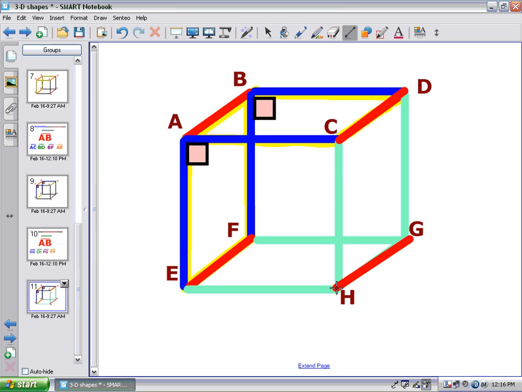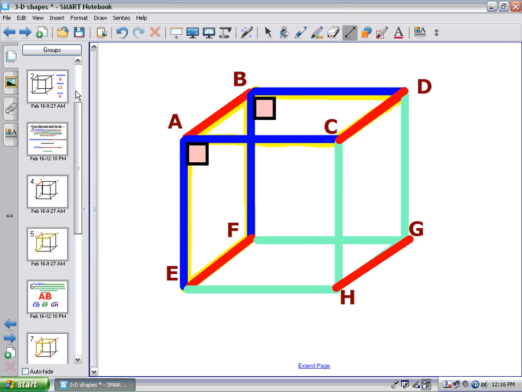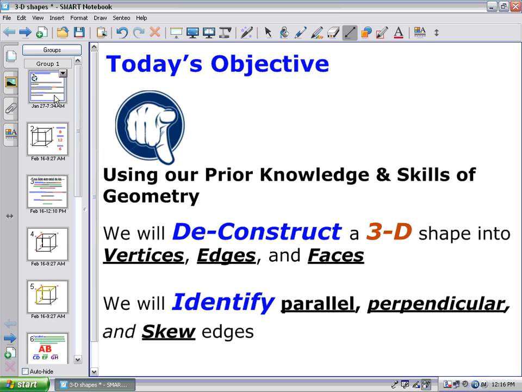Now remember, this was all in perspective to line segment AB. If I would have chose another line segment here, my answers would have all varied. Things would have changed, but they would have had exactly the same principles. So this, ladies and gentlemen, is deconstructing a 3D shape into vertices, edges, and faces, and identifying whether they're parallel, perpendicular, or skew. I hope you found this both helpful and informative.